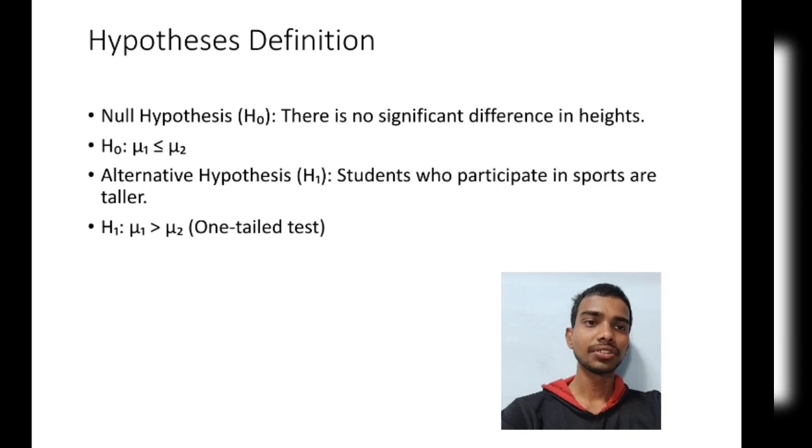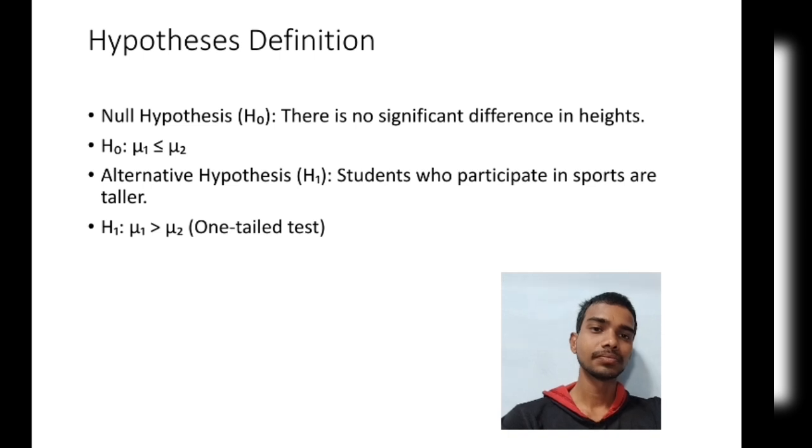Hypothesis definition. Null hypothesis H naught: there is no significant difference in height, H naught: mu1 less than or equal to mu2. Alternative hypothesis H1: students who participate in sports are taller, H1: mu1 greater than mu2. One-tailed test.